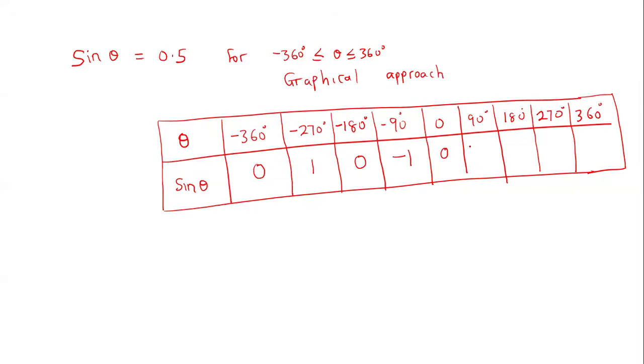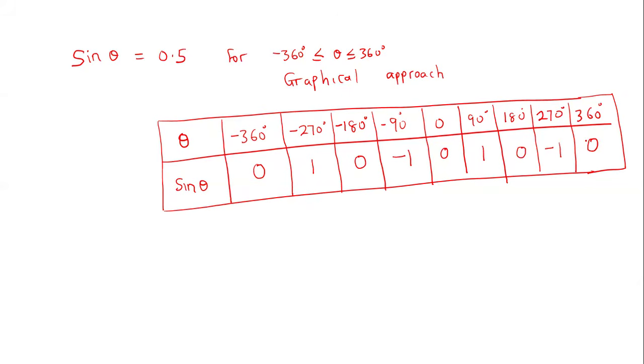Then sine of 90, it's a 1. Then sine of 180, 0. Sine of 270, it's a negative 1. Then sine of 360, it's also a 0. Okay. Thank you so much, Genesis.